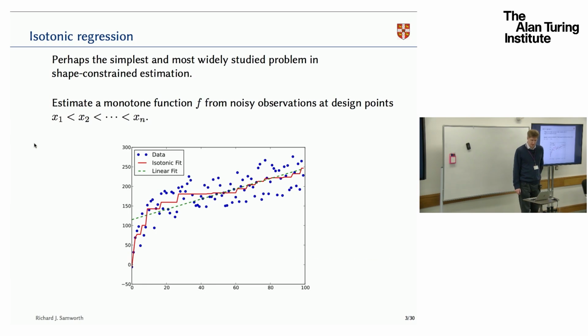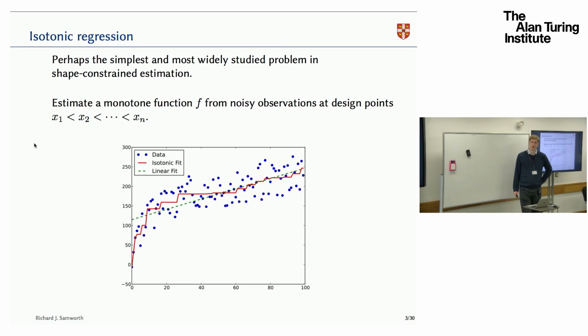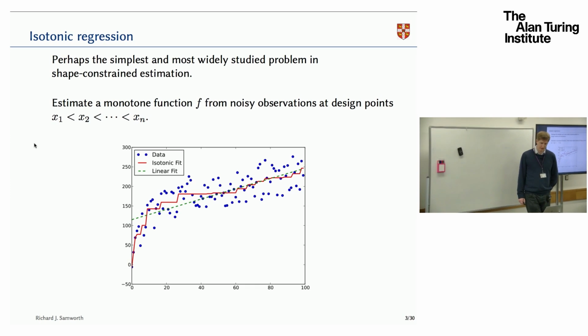Okay, so isotonic regression. Isotonic you can think of as a synonym for monotonic, if that was the first word that was confusing you. This is perhaps the simplest and most widely studied form of shape-constrained estimation. To set the scene, shape-constrained estimation is a field that's been around in statistics for 60-plus years now, but it's undergone a real renaissance over the last 10 and especially over the last 5 years.